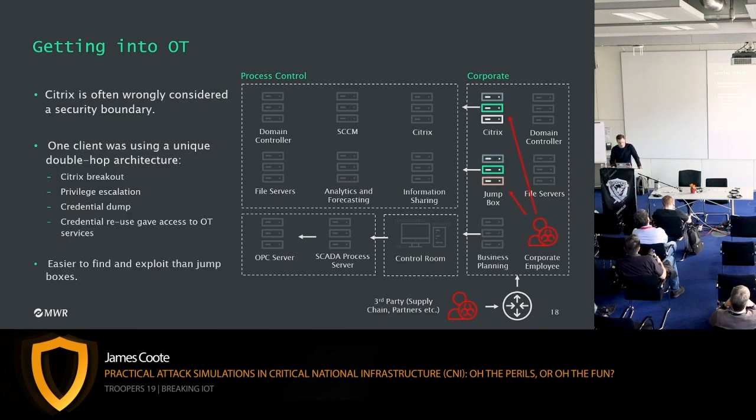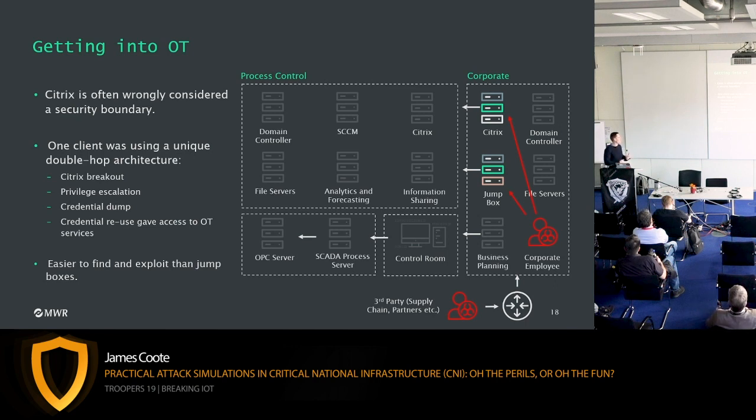Let's assume, for the sake of this talk then, that we do need to compromise the corporate environment, and we've done so. So we've got domain admin in the corporate domain. I mentioned earlier there's a few systems that legitimately need to talk to the process control environment. And one of those is Citrix. So we sometimes see Citrix being wrongly considered a security boundary.